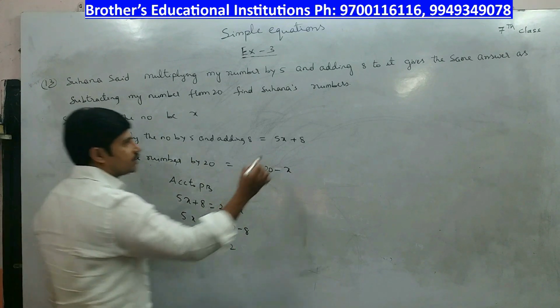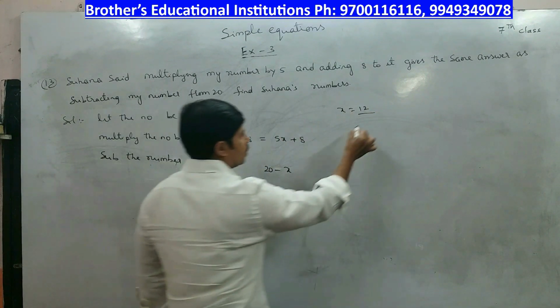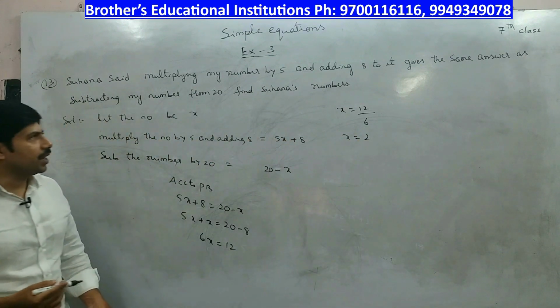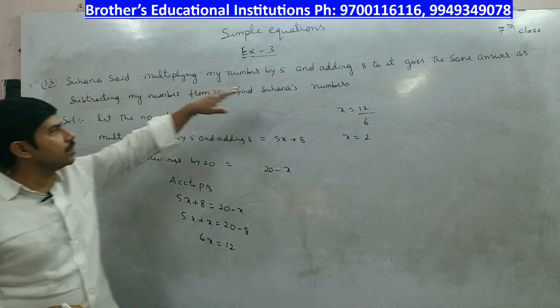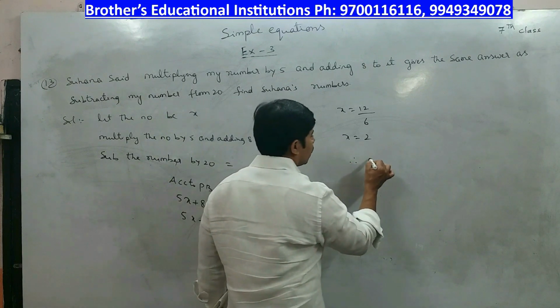So what is x equal to? It is 12 by 6. So what is x we get? It is 2. So after getting x is equal to 2, what is x? x is nothing but the number which Suhana has assumed. So therefore, what is Suhana's number?